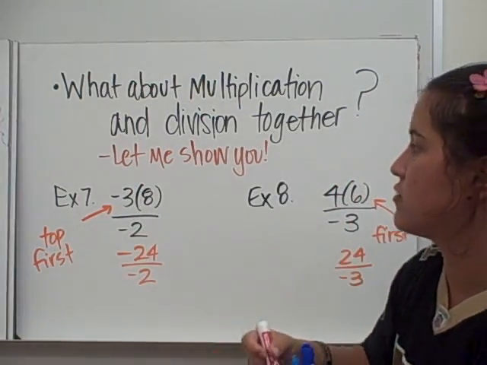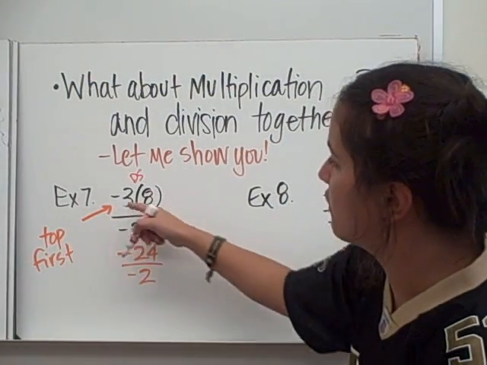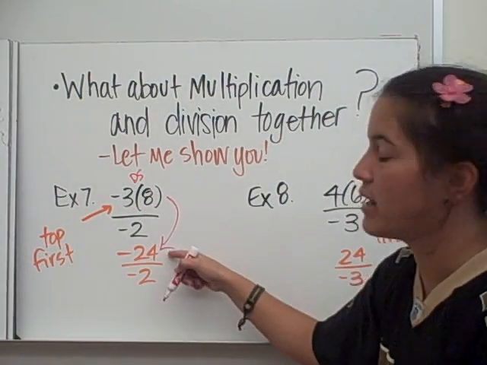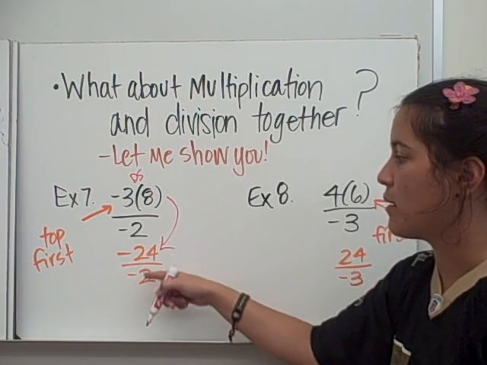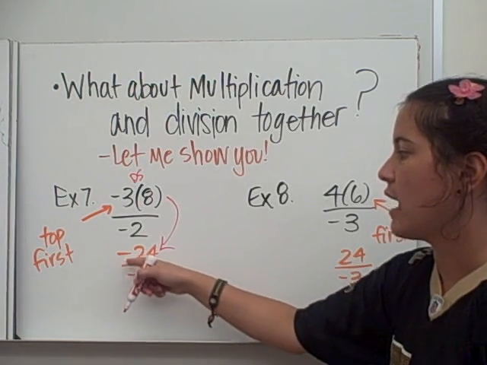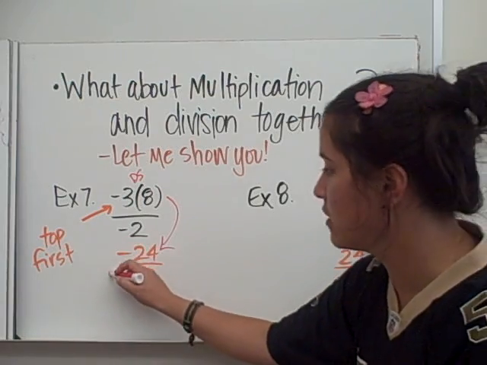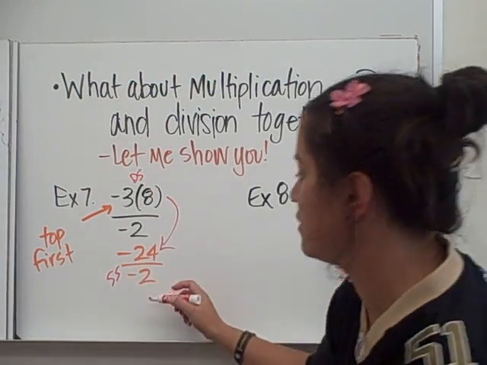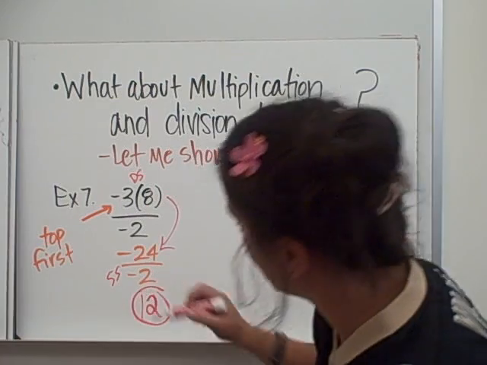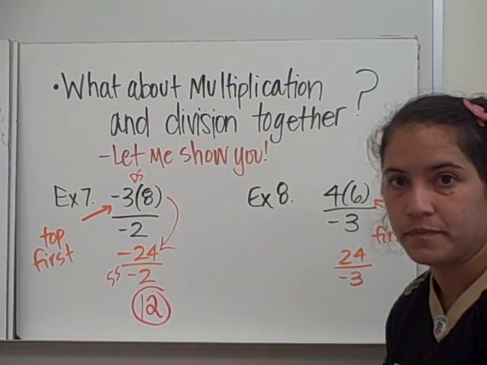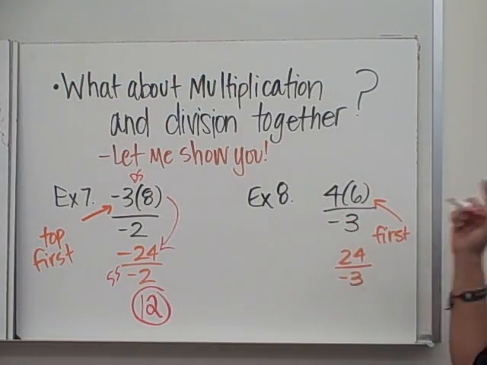Negative 3 times 8. Those are different signs. So that's going to give you a negative 24. That's where my negative 24 came from. And then I bring down my negative 2. Negative 24 divided by negative 2. These are same signs. So my answer is going to be a positive, and I divide and I get a positive 12.